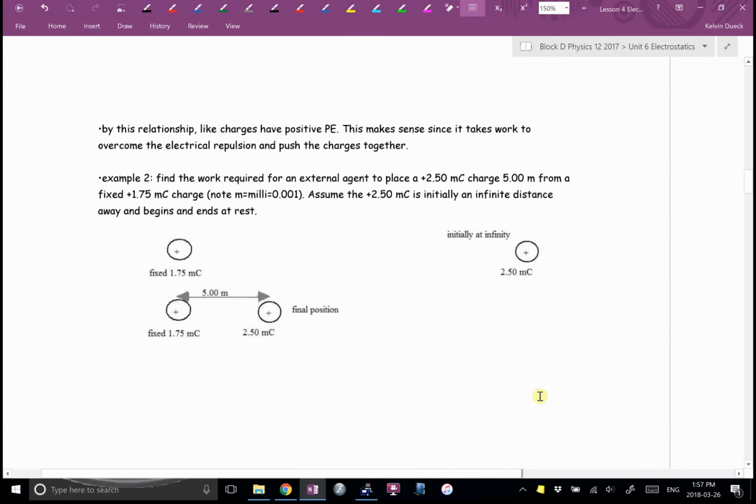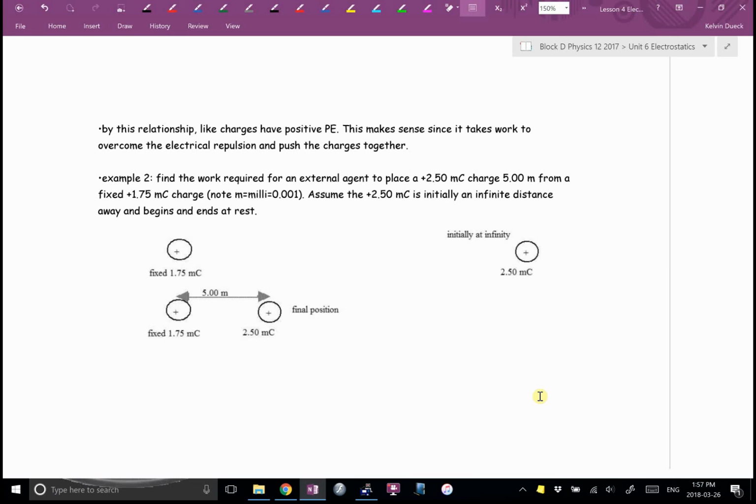So by this relationship, like charges have positive potential energy. This makes sense because now it takes work to overcome the repulsion. In other words, if I move this 2.5 millicoulomb charge towards this other charge, as I get closer and closer, they're repelling more and more, and I have to do more and more work. But it is definitely a changing force, so I can't just go force times distance. But Lena, as long as I'm careful with my signs, I'm okay.